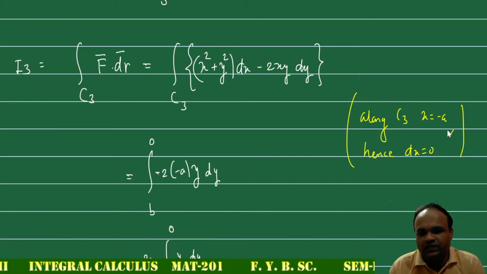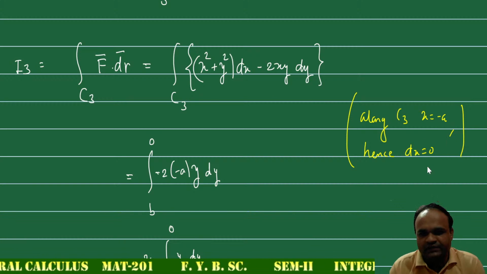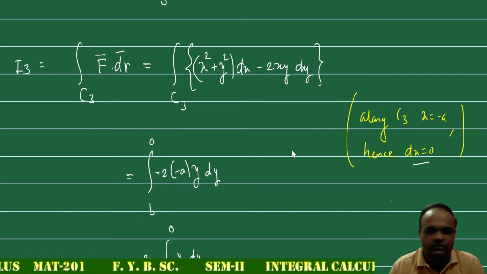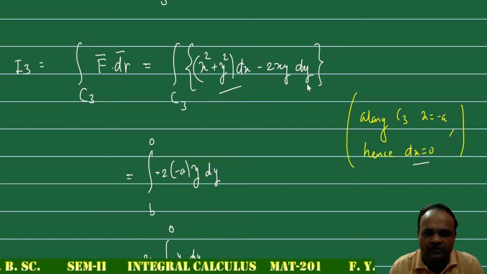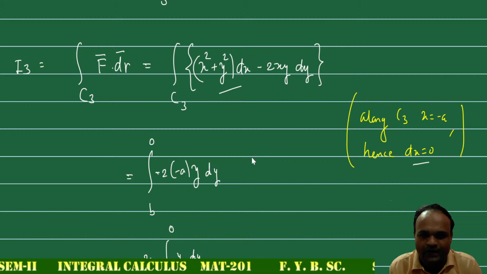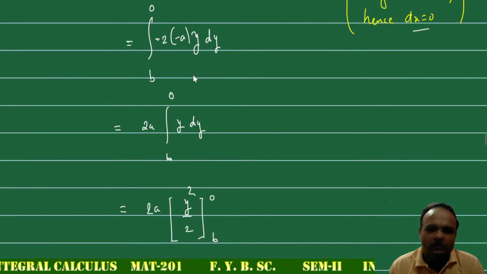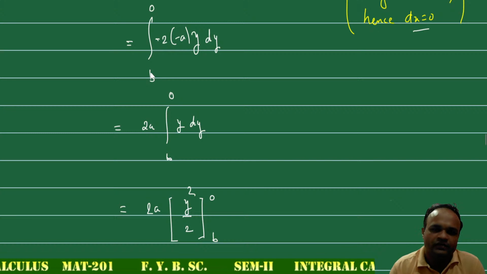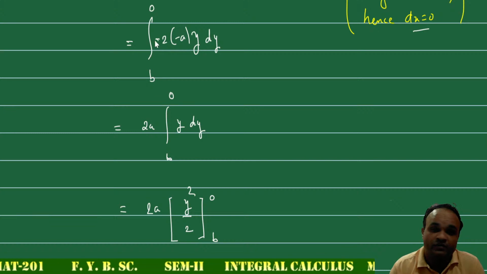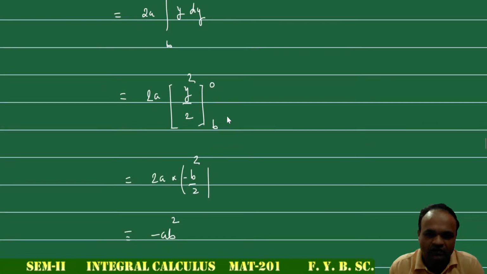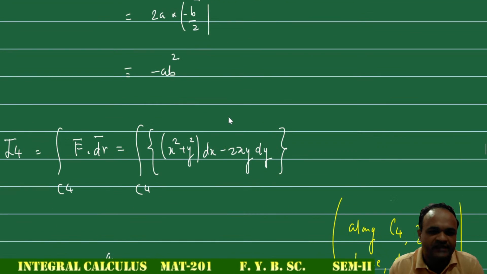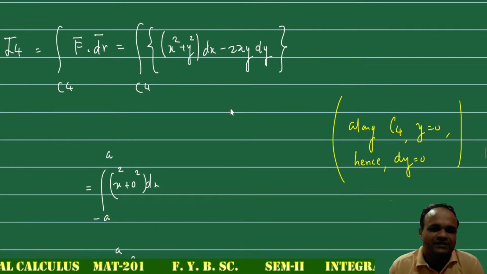So along C3, you can check x equal to minus a, which is constant, and therefore dx will be 0. So after dx is 0, the first term will be 0, and in the second term you have to put x equal to minus a. So therefore, the resulting integral will be, and y varies from b to 0. So this 2a will be outside of the integral, and after evaluating, the value of this integral will be minus ab square.